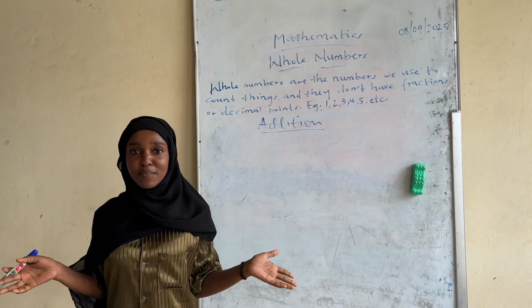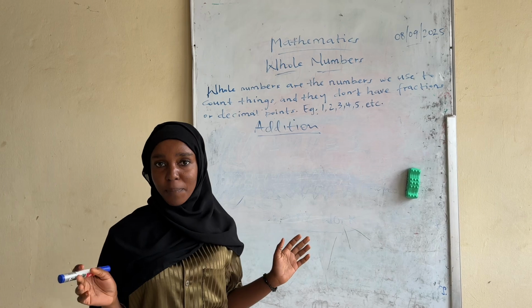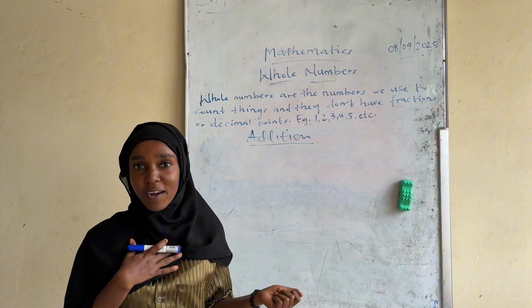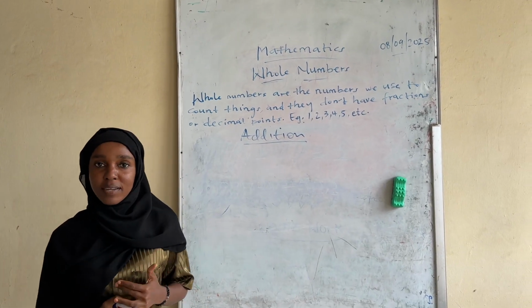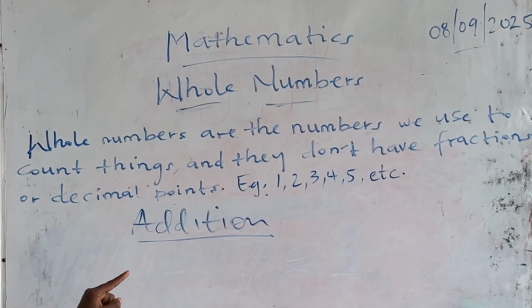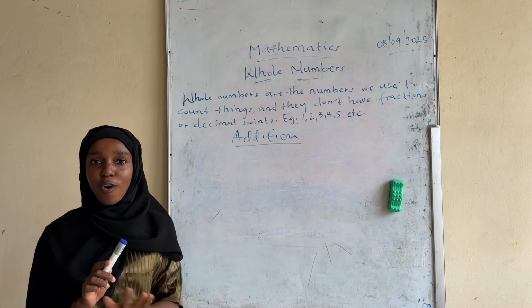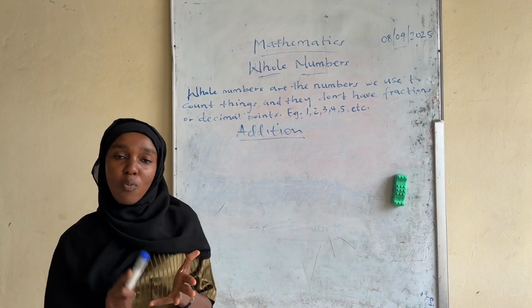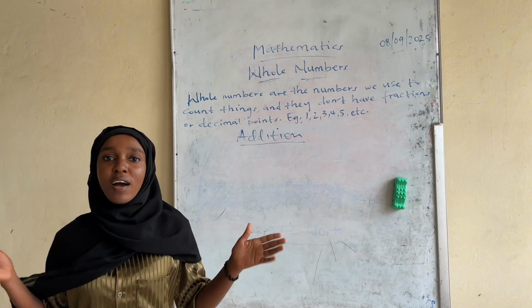We'll be learning about mathematics, and our topic will be whole numbers. My name is Mariam Abubakar. I'll be dealing with whole numbers. Whole numbers are the numbers used to count things and they don't have fractions or decimal points. Examples are 1, 2, 3, 4, and so on.